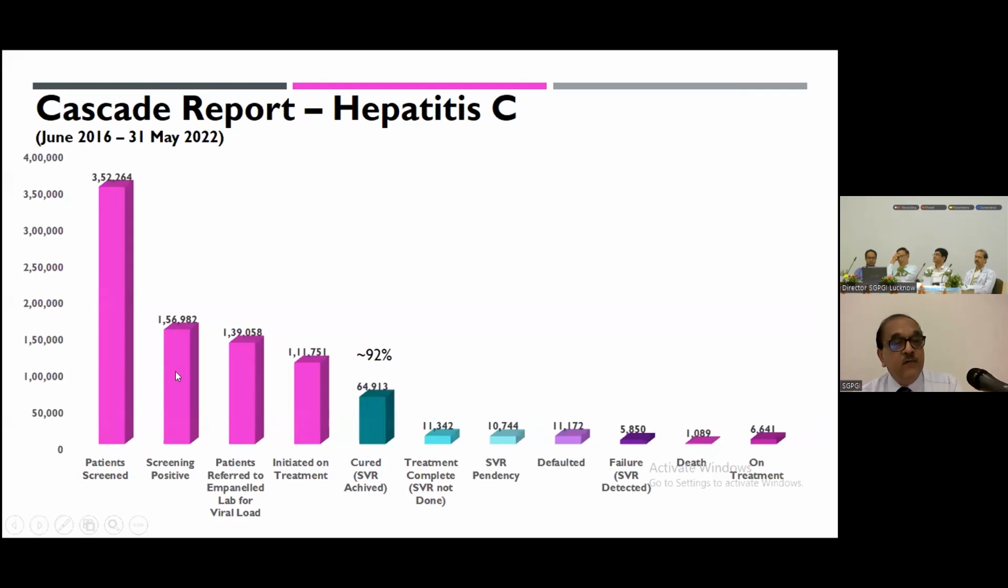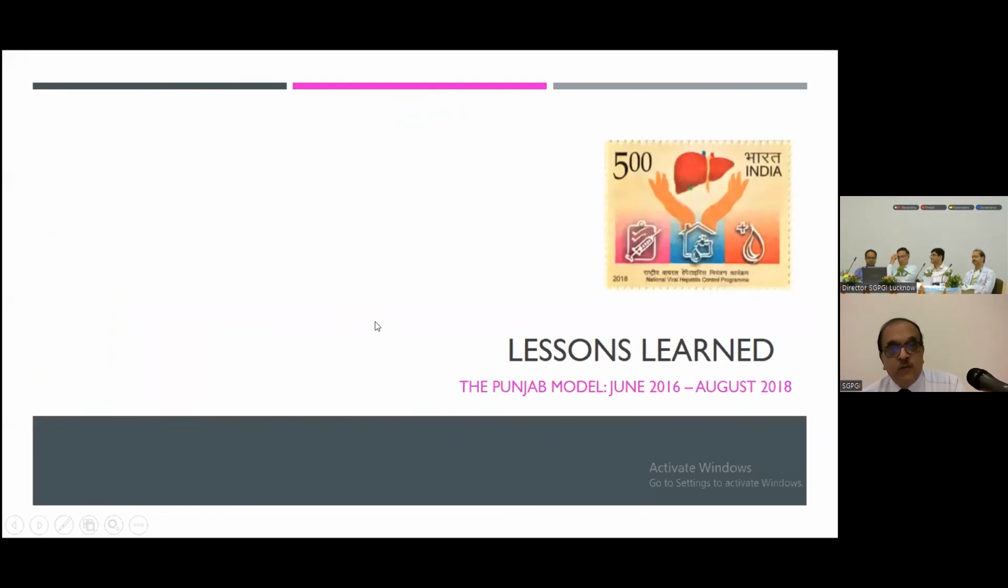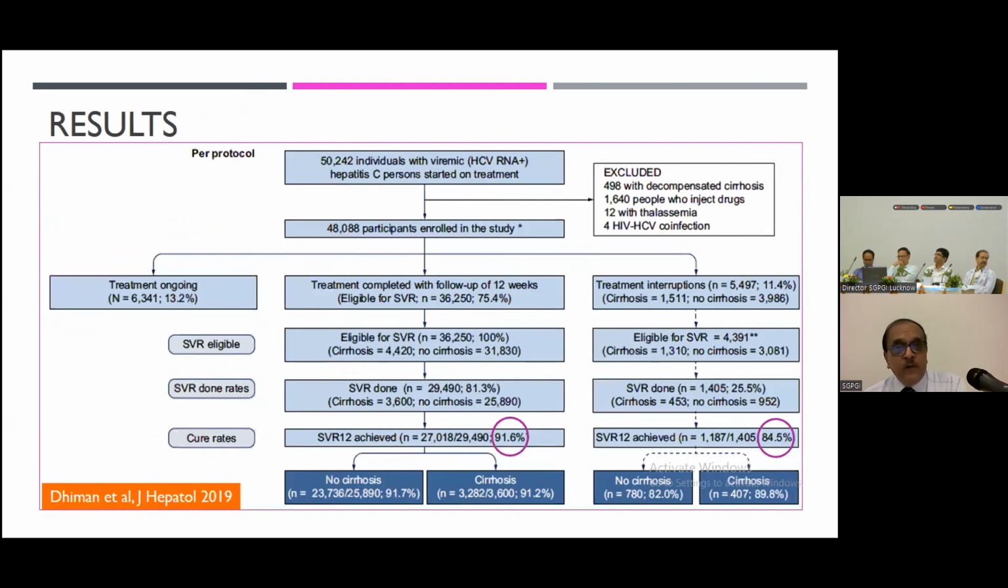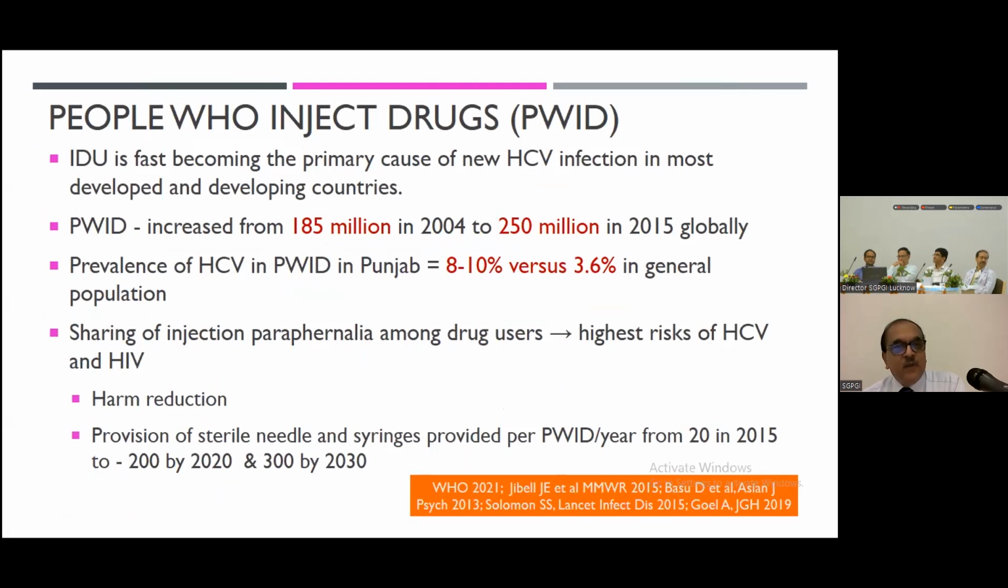So far 3,52,000 were screened, 1,56,000 screened positive, referred to the M-panel lab for viral load, and treatment was initiated, completed, with some on treatment, deaths and failures also. The response rate was around 92% or so. What is the lesson learned from this Punjab model, which has been replicated as the national viral hepatitis control program? Basically, capacity building at the peripheral level is very, very important, and the decentralized mode of diagnosis and management is very, very important. I will close here.